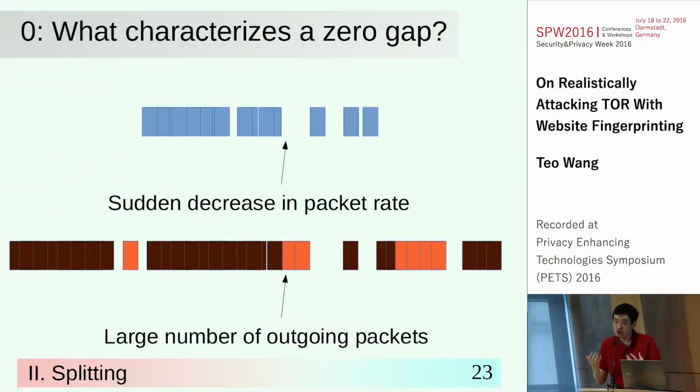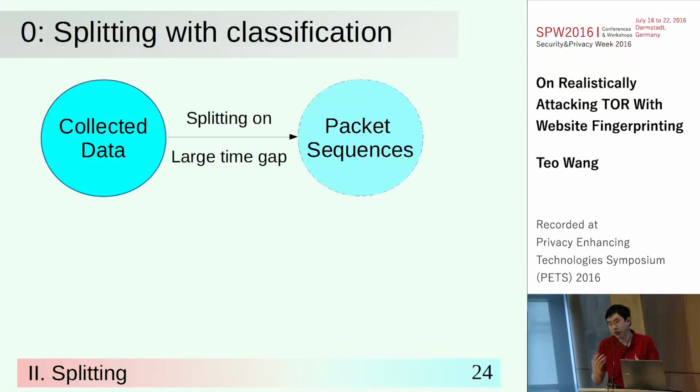Now we're going to try to deal with the zero gap issue. So what are we going to do here? For the zero gap issue, obviously we can't just split based on the time gap. We have to try to split where there is no time gap at all. That sounds very difficult, but there are features that we can leverage here. For example, one feature is a sudden decrease in packet rate at the start of a packet sequence. Another feature is that there's a large number of outgoing packets at the start of a packet sequence. Based on this, we can really distinguish between the start of a packet sequence and the middle or end of a packet sequence. And that's how we can do splitting. That's essentially another version of the splitting problem. So there are actually really two problems here.